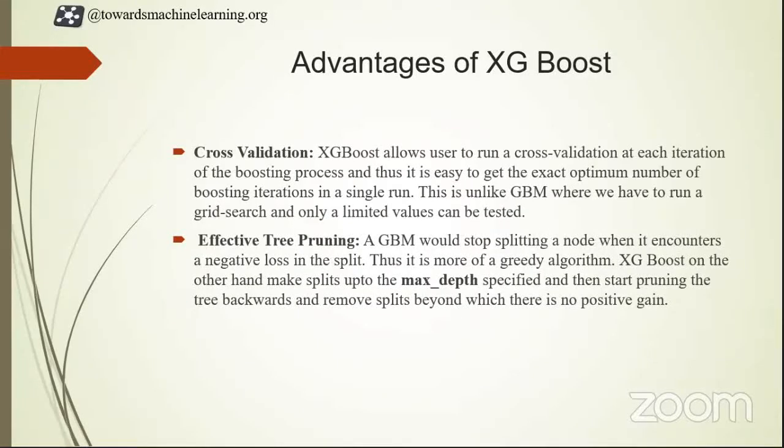Then for cross validation, XGBoost allows the user to run a cross validation on each iteration of the boosting process. You have learned about cross validation before also. So it allows you to run this cross validation at each iteration of the boosting process, and thus it is very easy to get the exact optimum number of boosting iterations in a single run. This is unlike GBM, where we have to run a grid search or only limited values can be tested. Now, effective tree pruning. We have discussed tree pruning already, so it is just like that only.